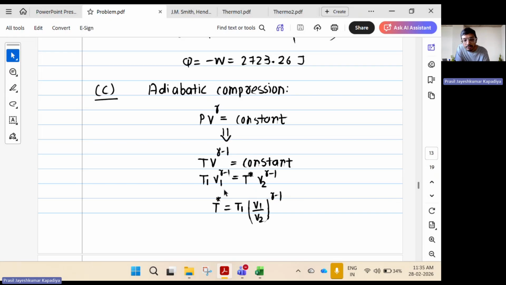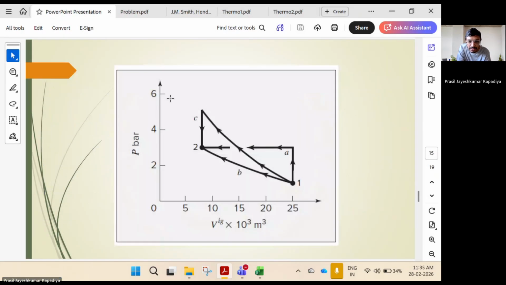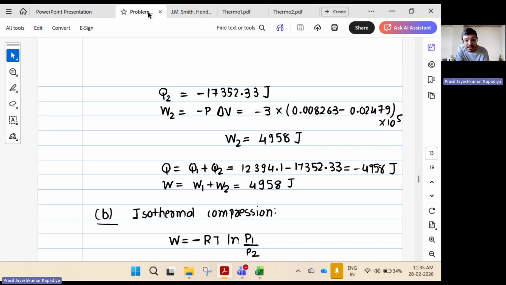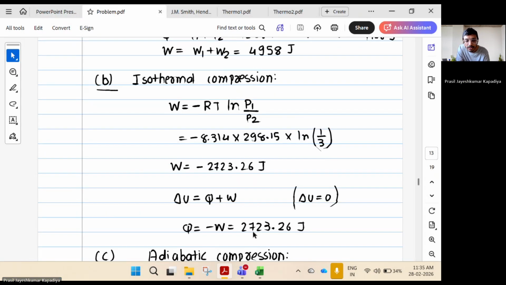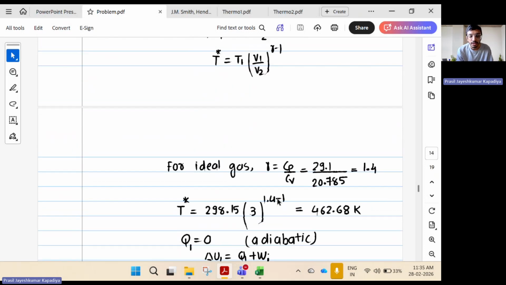So T1, V1 raised to gamma minus 1 is equal to, let's say, this temperature here is T star. So T star V2 raised to gamma minus 1. So T star will be equal to T1 into V1 by V2 raised to gamma minus 1.